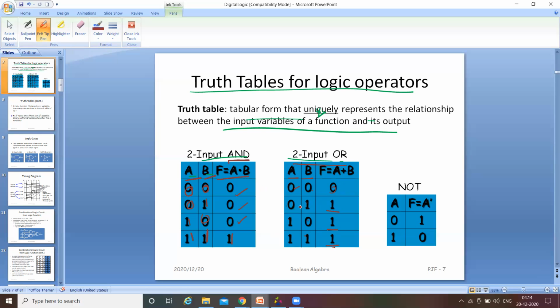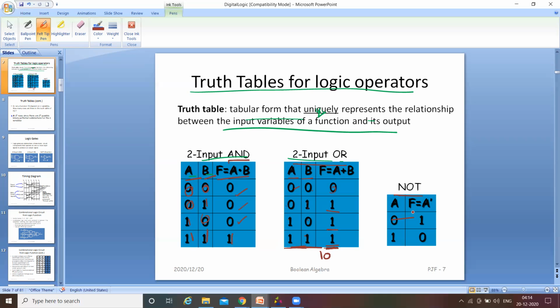The binary or logical OR operation resembles binary addition, except for this condition. 1 plus 1 in binary addition is 10, whereas in an OR operation 1 plus 1 is 1 only. Next, the NOT function, the NOT operator.